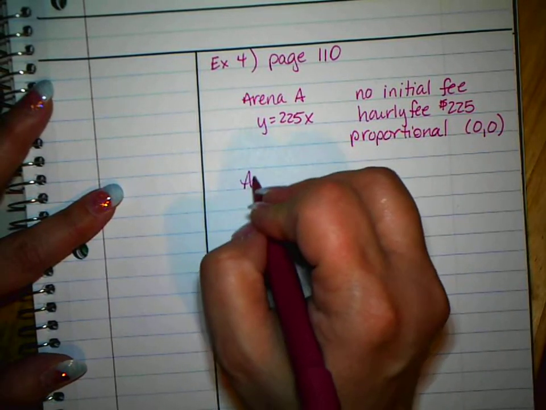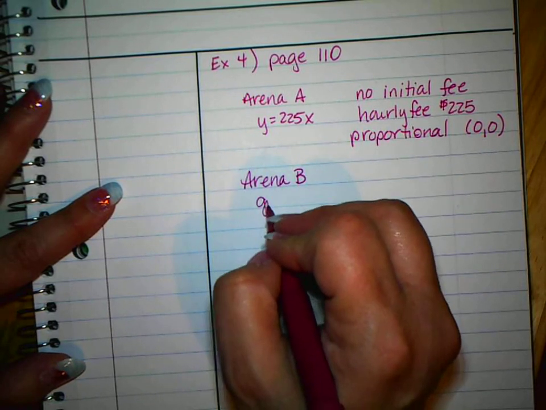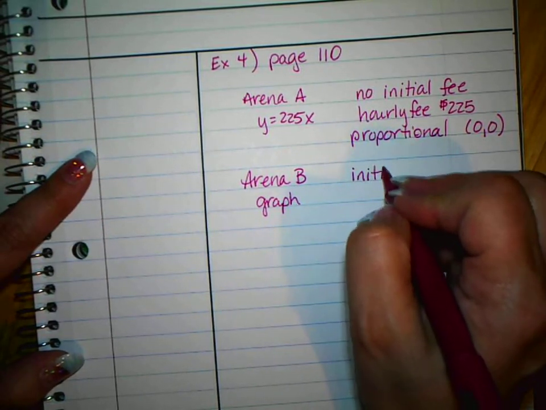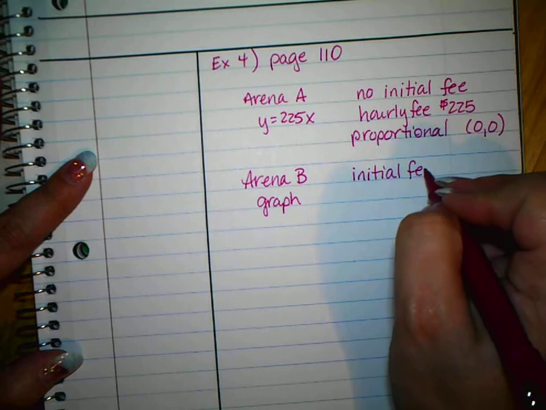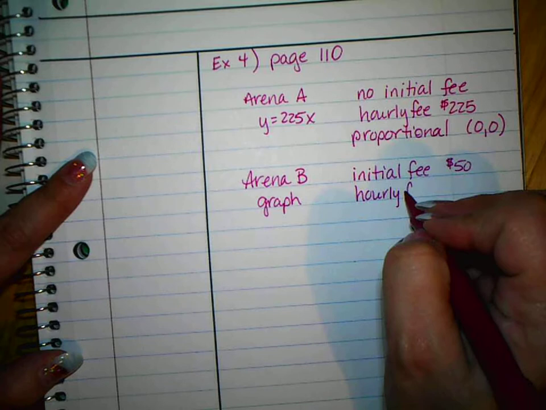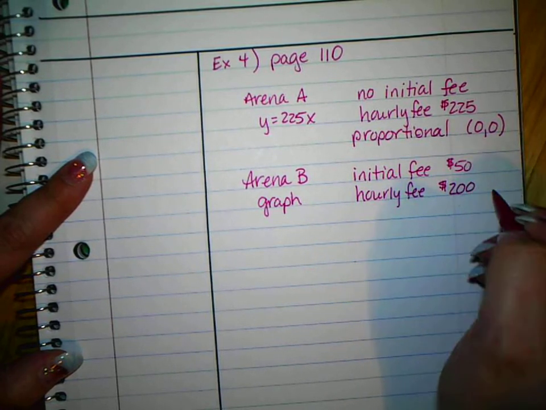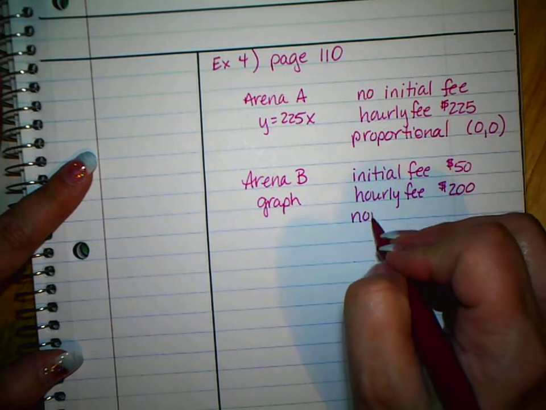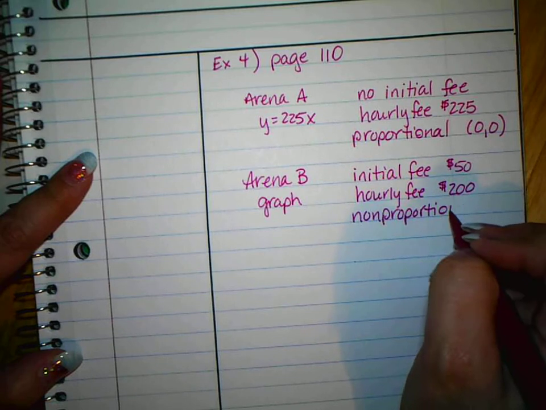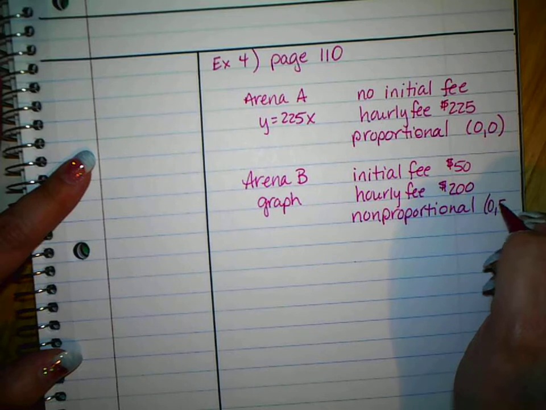Then arena B, that was our graph. What we found is we had an initial fee of $50. Our hourly fee was $200. This one's non-proportional because it went through (0, 50).